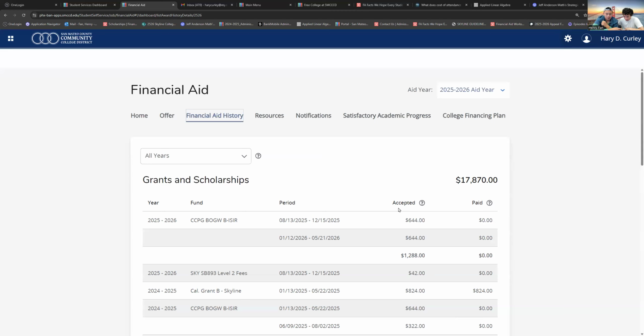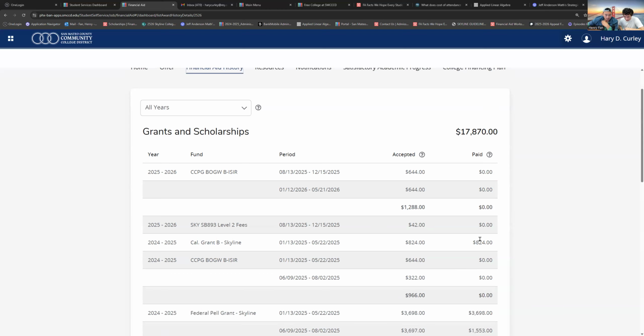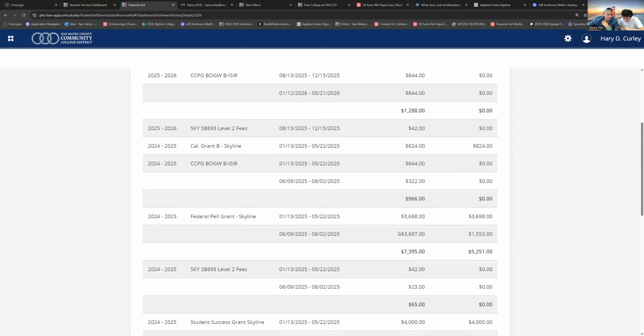So what's accepted and paid? Oh, okay. That's a great question. So CCPG is a tuition waiver, so we'll never get paid out, and it is ready to credit any outstanding tuition costs you may have. This one also doesn't get paid out. This is redeemed through the bookstore, right? Free college level two. Our Cal Grant is paid out though, right? Because that is going to go through our BankMobile vendor for your direct deposit setup. Same with the Pell Grant.